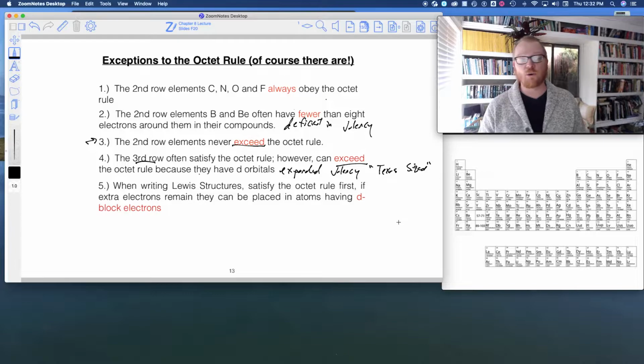So when writing the Lewis structure, okay, try to satisfy the octet rule first. And if there are extra electrons remaining, they can be placed onto atoms having d block electrons, so things at level 3 and higher. Of course, Clark's rule will also help us predict that, and we're going to see this next.